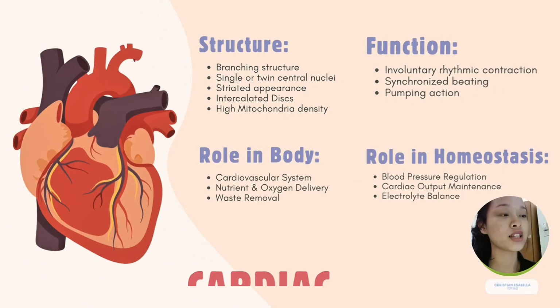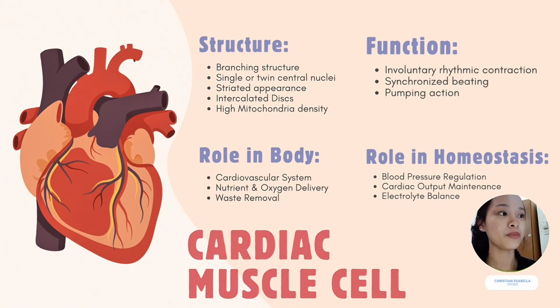Next, I'll be discussing the cardiac muscle cell, or cardiomyocyte. It is found exclusively in the heart. These cells are the ultimate examples of cellular cooperation. Structurally, they are branched and striated. Their most critical feature is the intercalated disc, which contains gap junctions. These act as high-speed communication channels, allowing electrical impulses to spread instantly so the heart can contract as a single synchronized unit to pump blood efficiently.